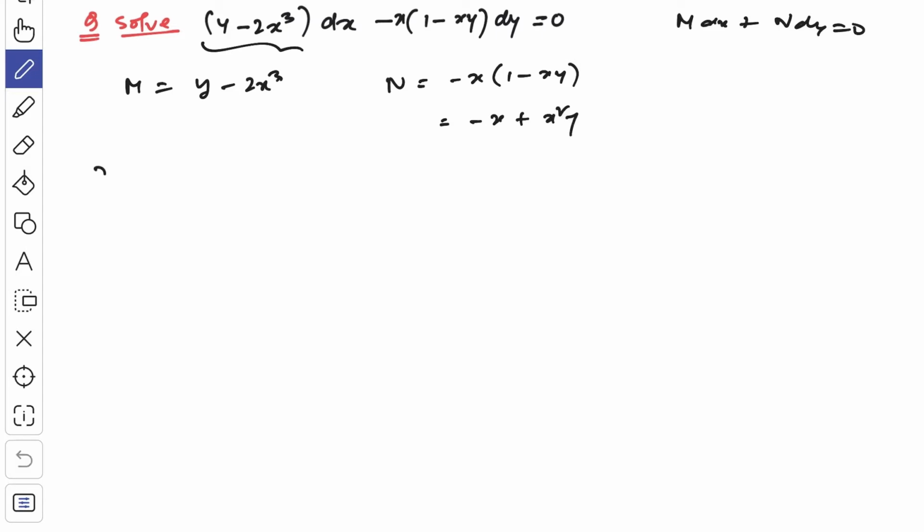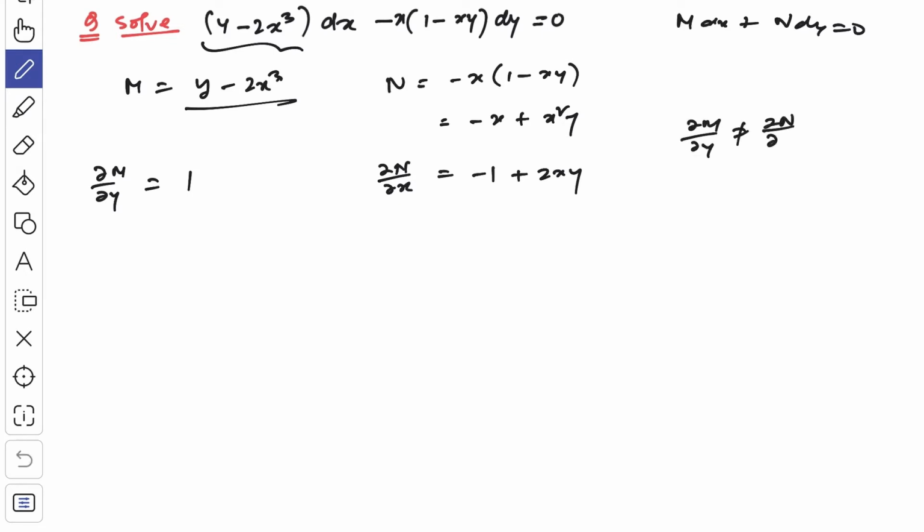So now let us find ∂M/∂y. If you differentiate M with respect to y partially, you will get 1, and ∂N/∂x will be equal to minus 1 plus 2xy. So it is clear that ∂M/∂y is not equal to ∂N/∂x, which means it is not exact differential.